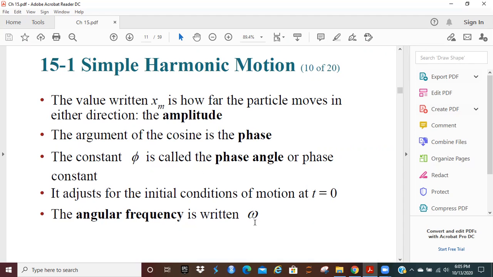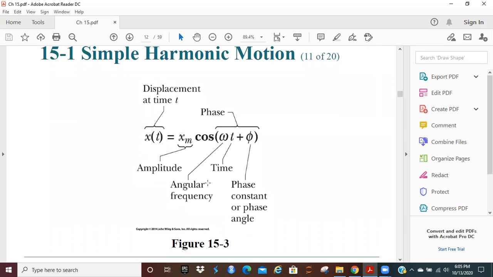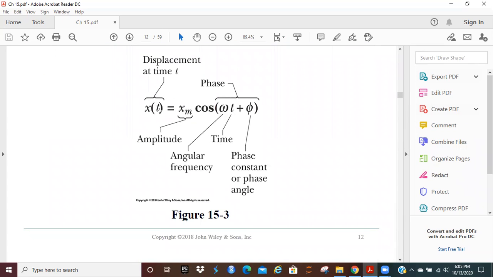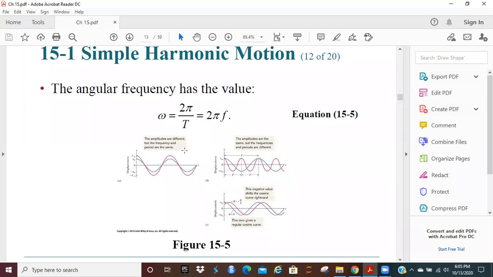The angular frequency is going to be written as omega. So the displacement at time t is going to be equal to the amplitude times the cosine of the phase, and the phase is broken down to angular frequency times the time plus the phase constant to make sure that you're at the position in the cycle where you want to be. So angular frequency has a value of 2 pi divided by T. And if you'll remember, the frequency was 1 over T. So if you multiply both sides by 2 pi, this is how you can relate all of those particular values.